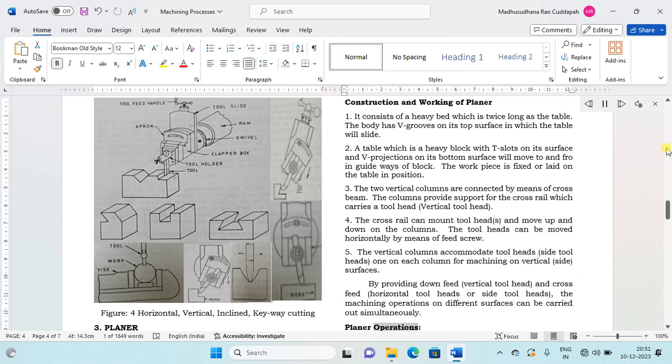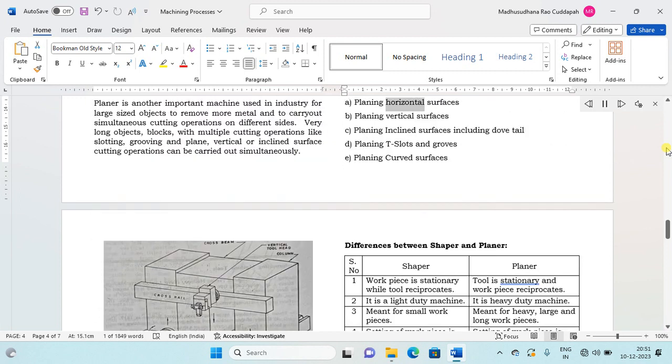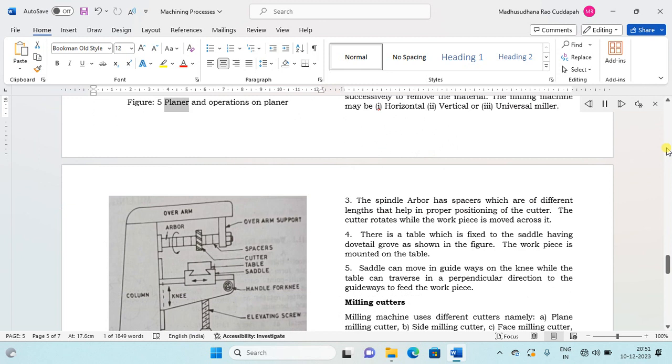Planer operations. A. Planing horizontal surfaces. B. Planing vertical surfaces. C. Planing inclined surfaces including dovetail. D. Planing T-slots and grooves. E. Planing curved surfaces. Figure 5. Planer and operations on planer.